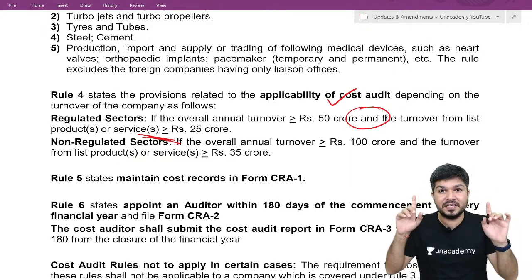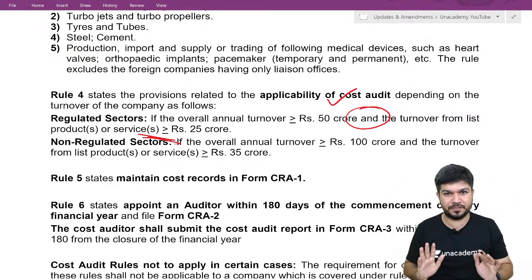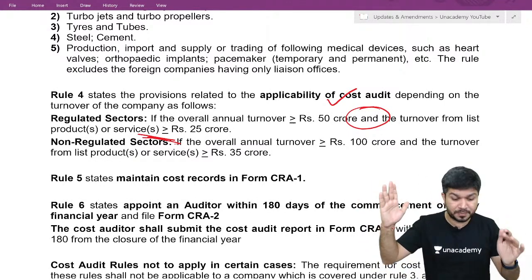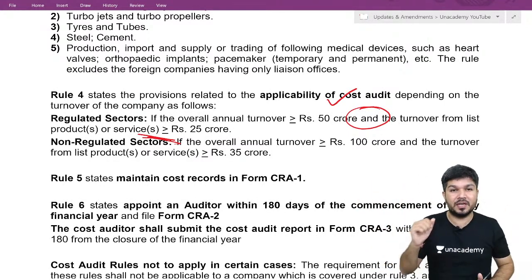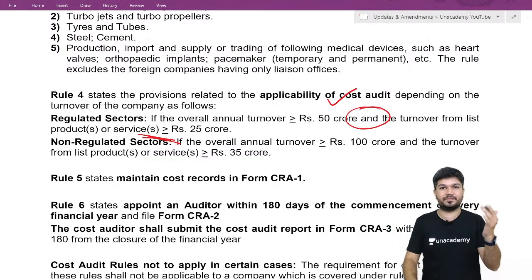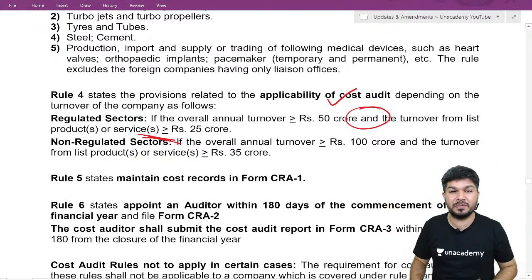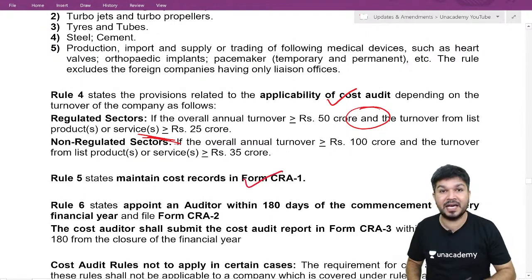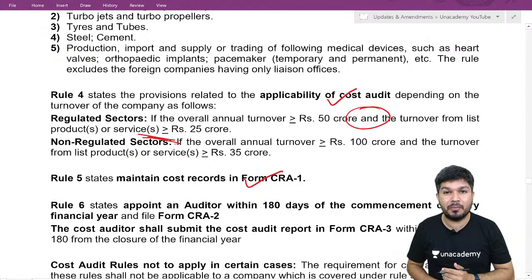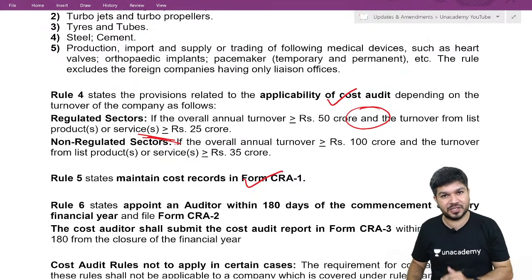Okay, for maintaining costing records, overall turnover was 35 crores or more. For audit, regulated sector overall 50 crores or more, list product turnover 25 crores or more; non-regulated overall 100 crores or more, and list product turnover 35 crores or more. If you are maintaining costing records, they are to be maintained as per the formats given in CRA 1. If cost audit is applicable, the BOD will appoint the cost auditor within 180 days from commencement of the financial year.